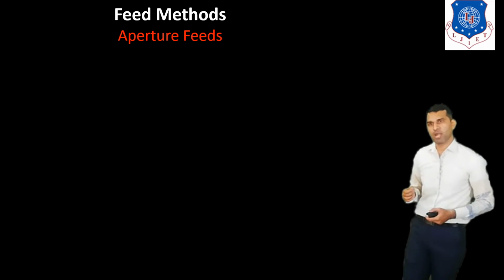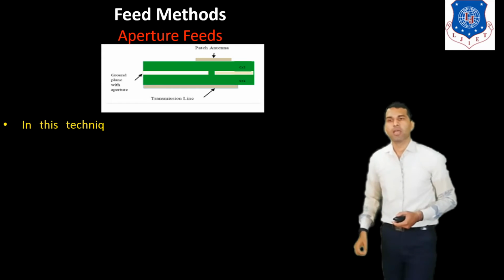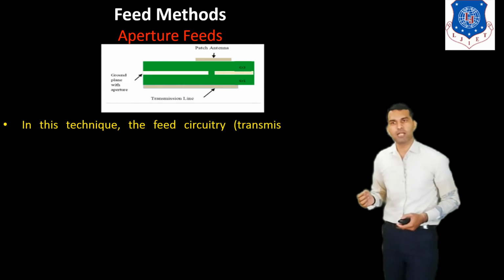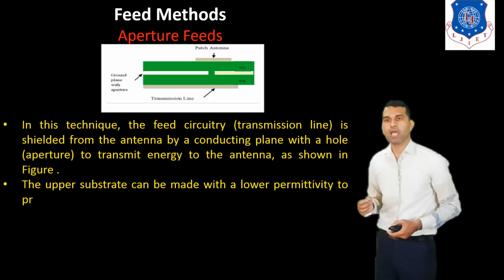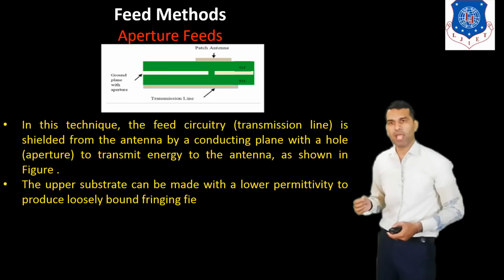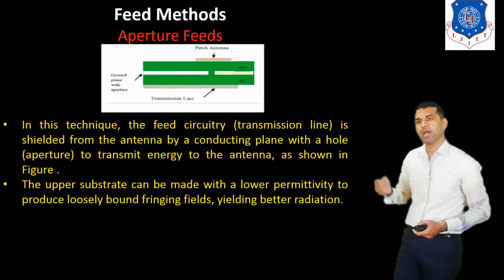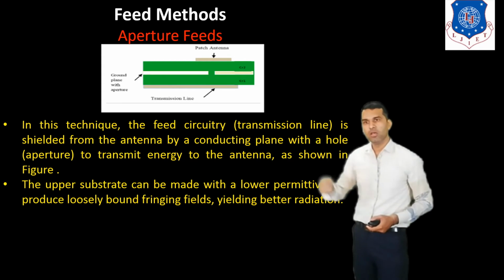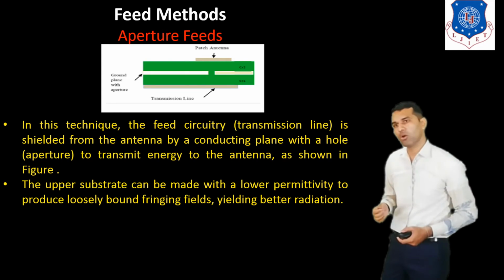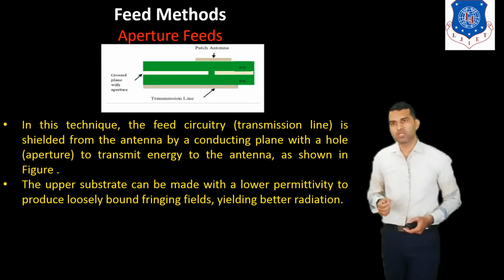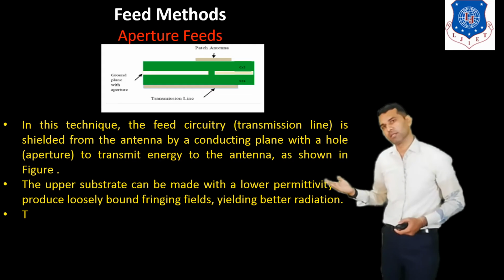We will discuss the first method of non-contact feed, the aperture coupled feed. In this technique, the feed circuitry, that means the transmission line, is separated from the antenna by a conducting plane with a hole to transmit energy to the antenna, as shown in this figure. The upper substrate can be made with a lower permittivity to produce loosely bound fringing fields, yielding better radiation.